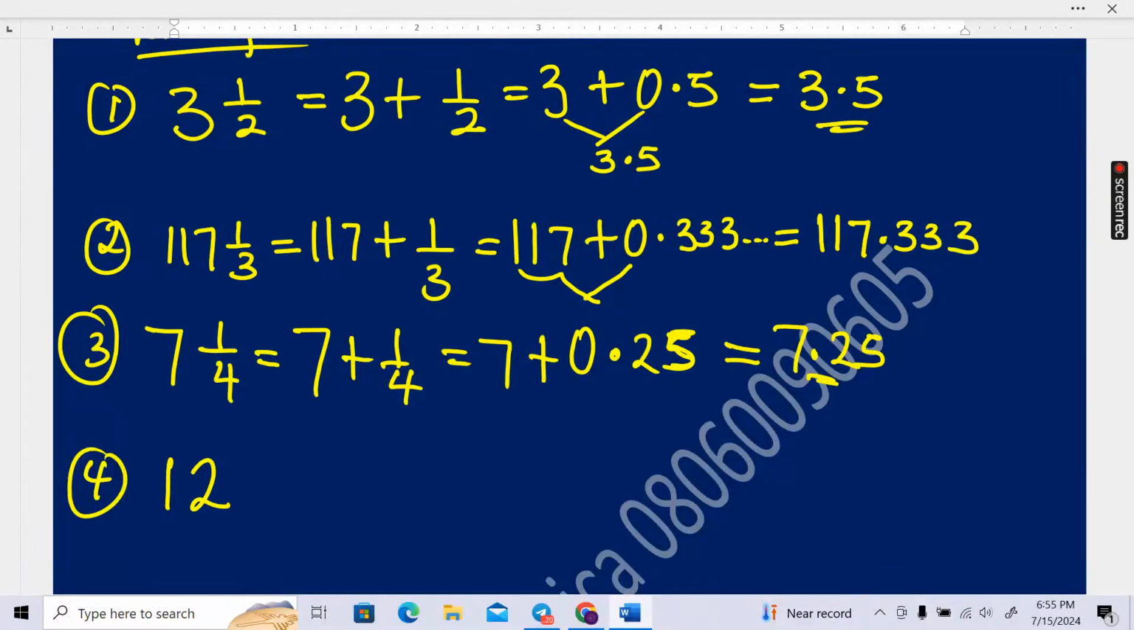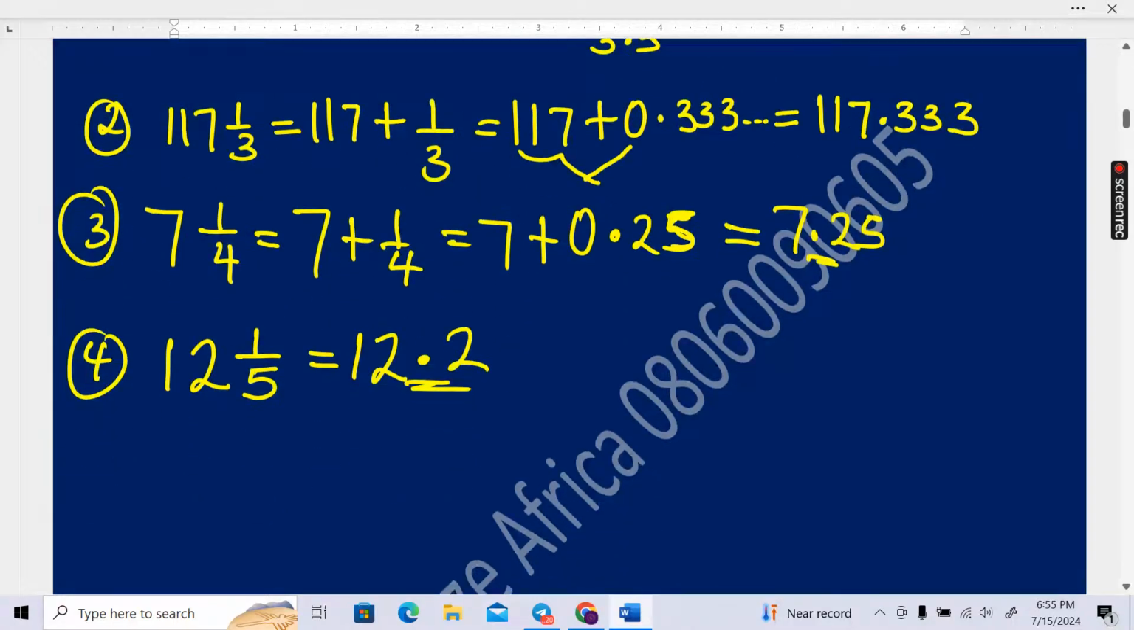Now look at the next one. What of 12 whole number 1 over 5? That means 12 plus 1 over 5, which is 0.2. So that will be 12.2. Can you see how fast it is? 12 whole number 1 over 5 is equal to 12.2. What if we have 13 whole number 2 over 3?